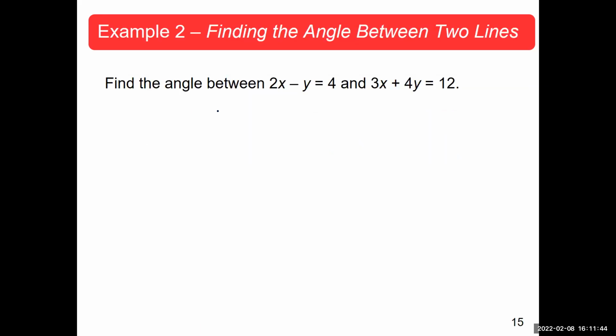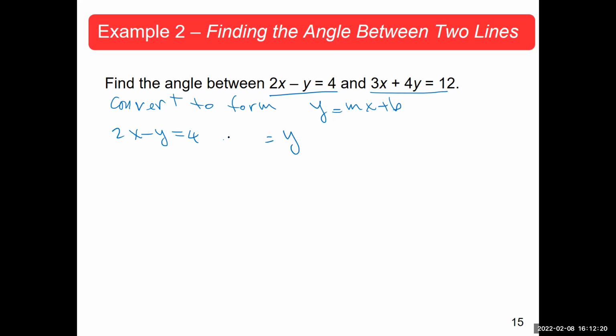Now find the angle between two lines. They give me the first and second. We have to convert them to the form y equals mx plus b. So 2x minus y equals 4 leads to y equals 2x minus 4, like we did before.